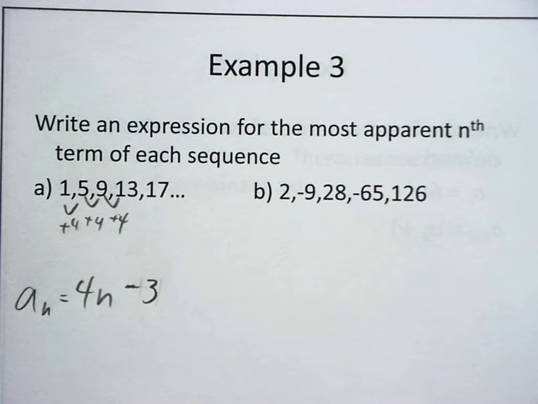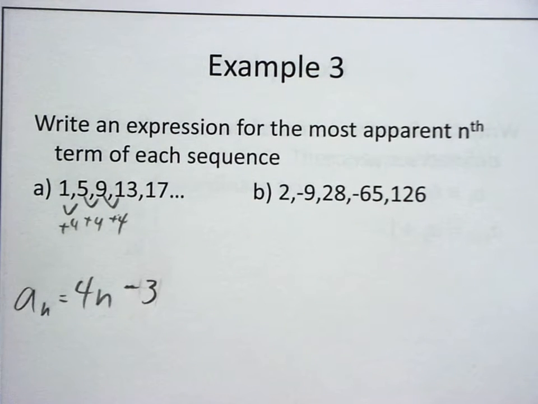Second one is a little more challenging. This one, you have 2, negative 9, 28, negative 65, and 126. Is it arithmetic? No. Is it geometric?